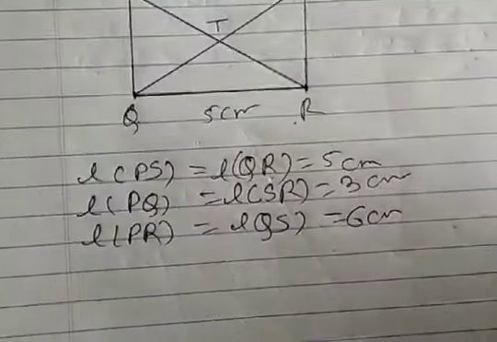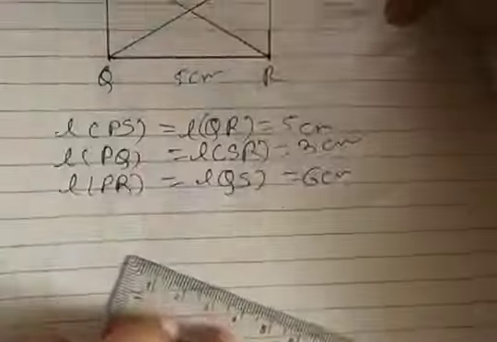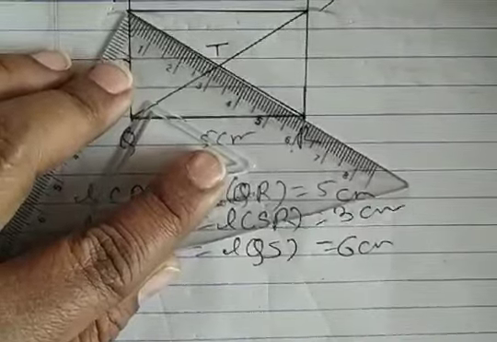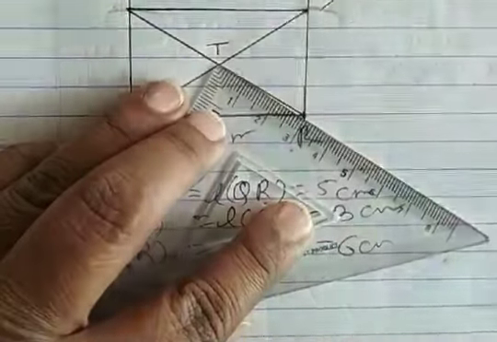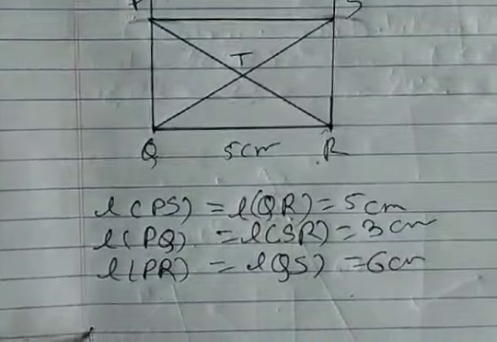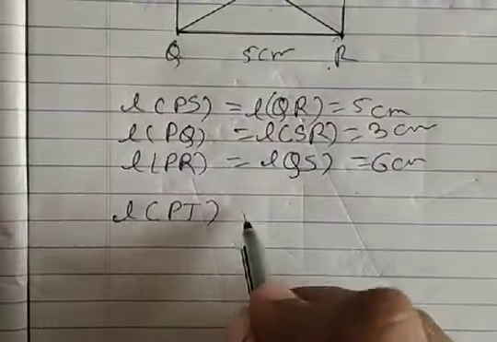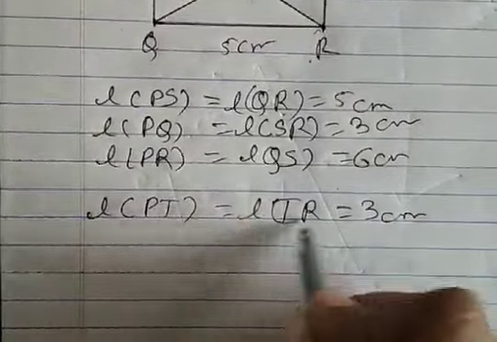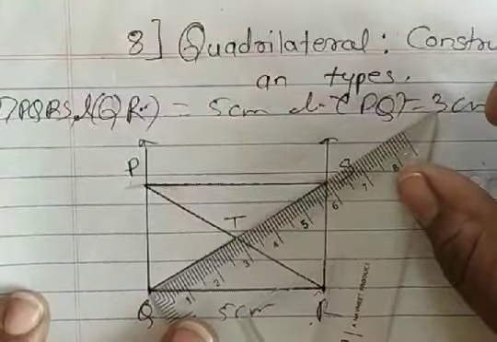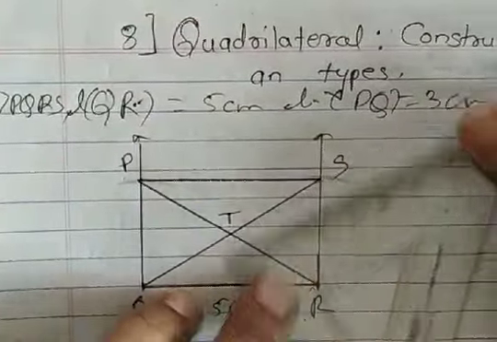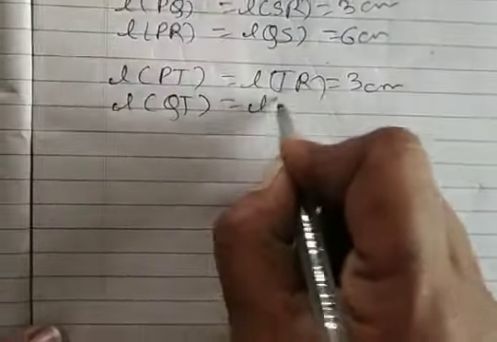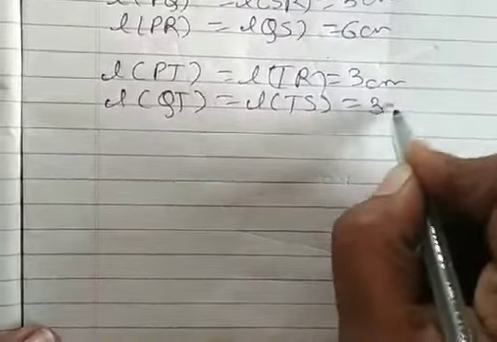Then afterwards, we have to measure PR's half part. If you see here, PT is 3 centimeter and TR is also 3 centimeter. So here I will write the length of PT is equal to the length of TR, which is 3 centimeter. Similarly, I will check the measure of QT. If you see here, it is 3 centimeter, and TS is also 3 centimeter. So the length of QT is equal to the length of TS, which is 3 centimeter.